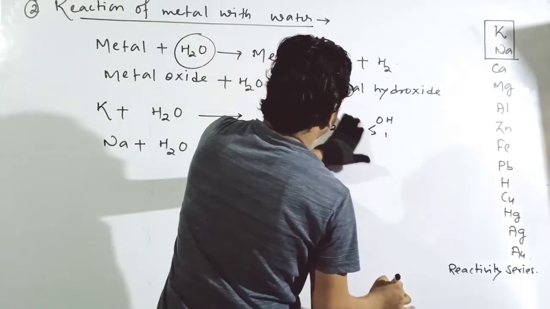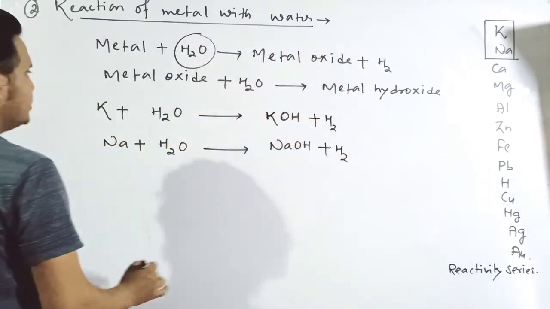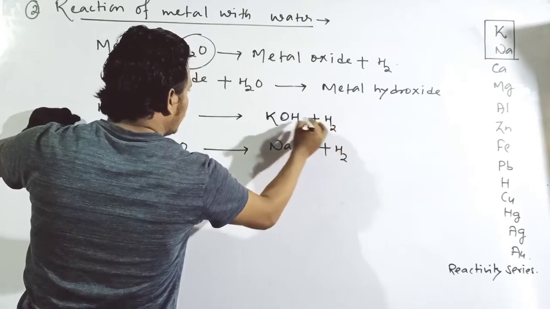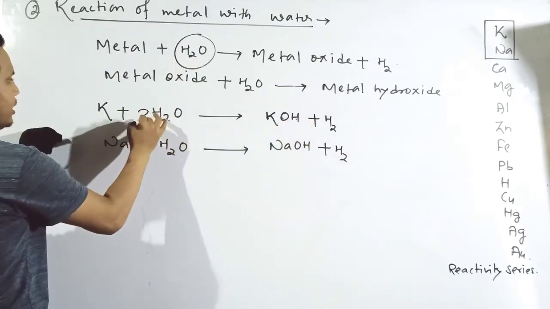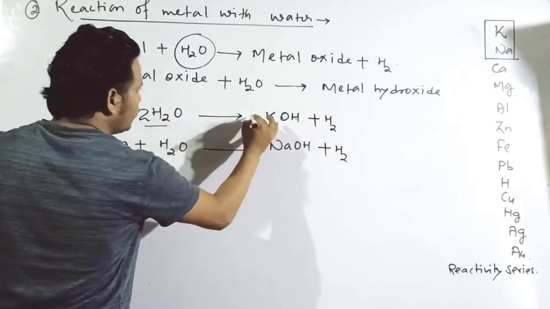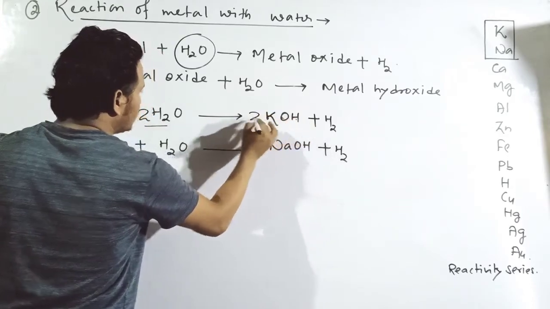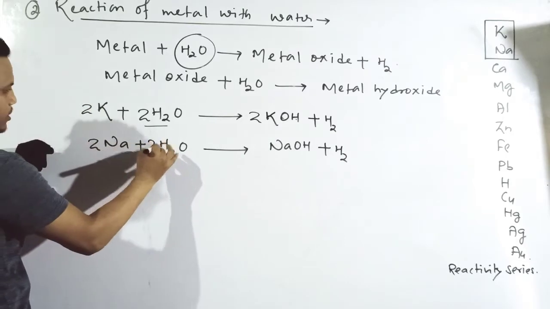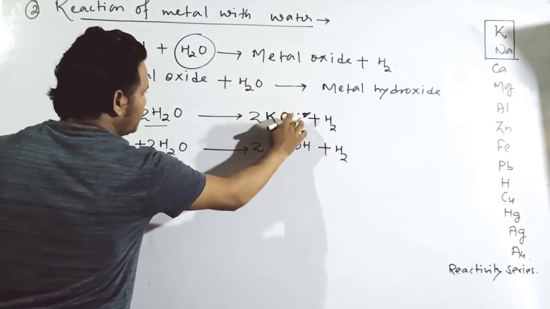Okay, balance it. After balancing, how many hydrogens will you get? Here 2 is there, take 2. 4 hydrogen, 4 hydrogen balanced. 2 oxygen, 2 potassium, 2. In the same way, if you balance, this will be the balancing part.